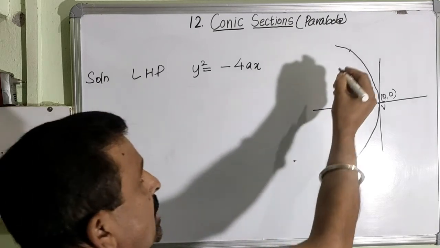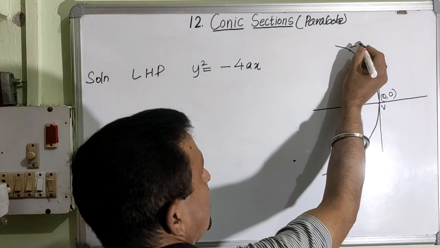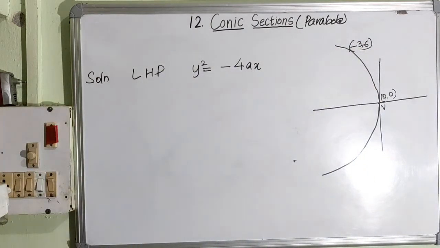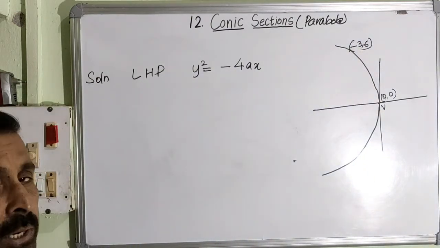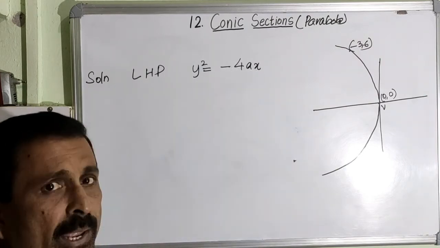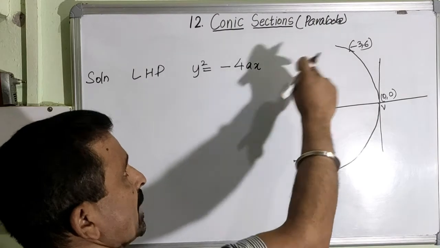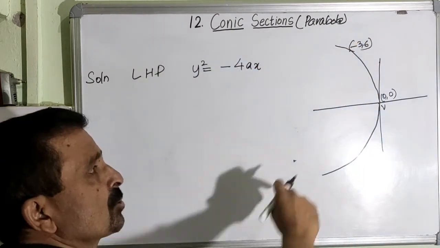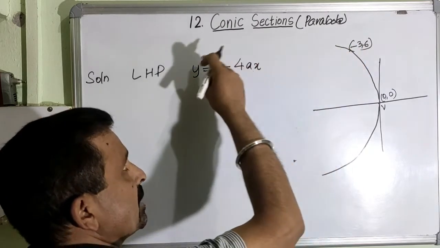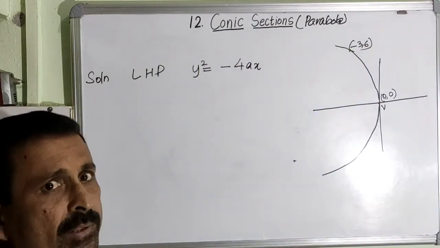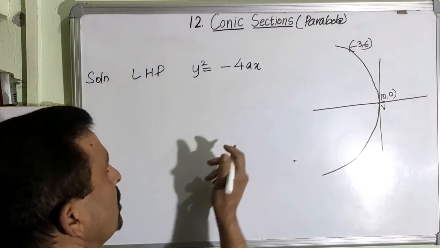Now, the coordinate of this point is negative 3 and 6, right? We need to complete this equation. This equation can be completed only by having the value of a. Since this parabola is passing through this point, this point must satisfy this equation. So by substituting the value of this point in the given equation, we will calculate the value of a, and then finally we can have the equation of the parabola. So we are going to put it.